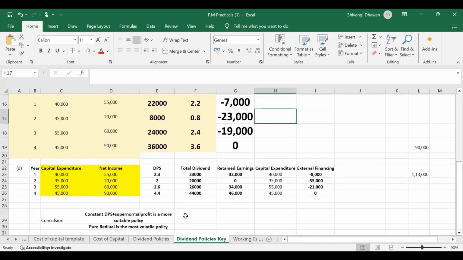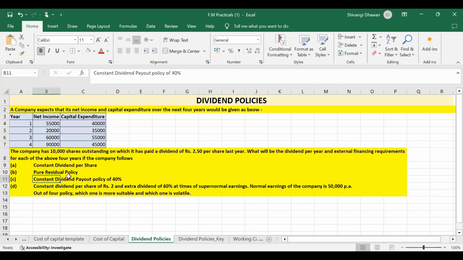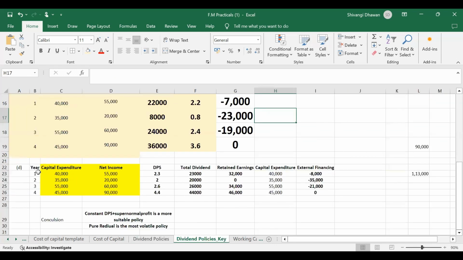The next part is the constant dividend per share is 2. This is given to us, this is fixed. An extra dividend of 60% at times of supernormal earnings. Normal earnings of the company is 50,000 per annum. Okay, so let's do this question here. Year, capital expenditure, net income is given to us, right?